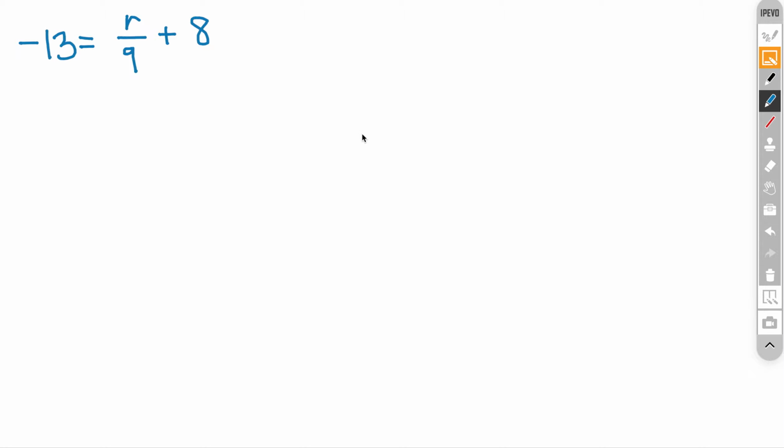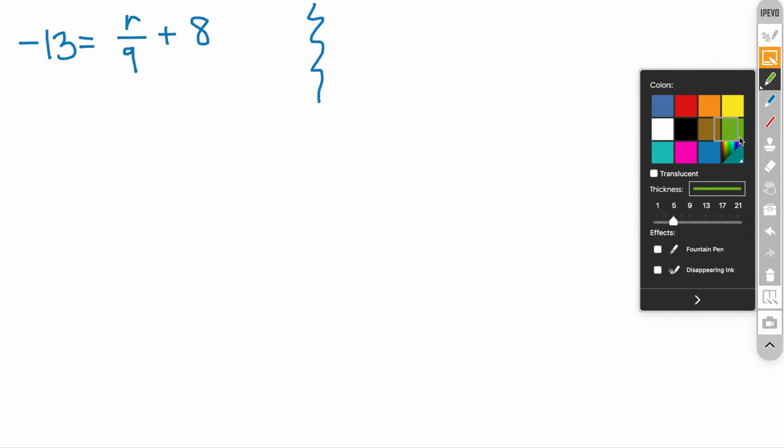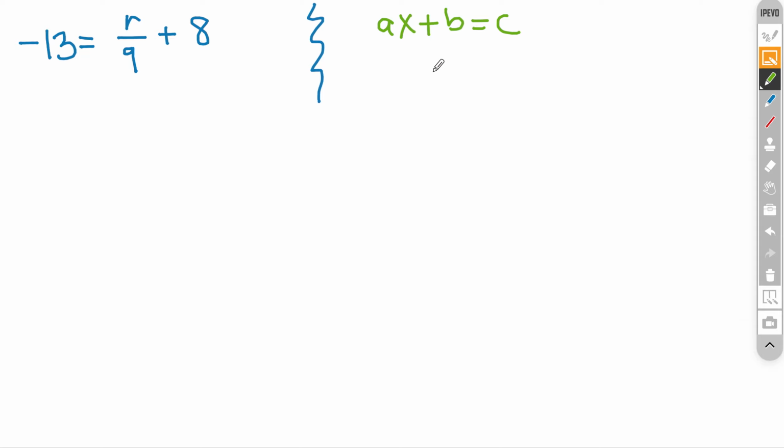To solve this two-step equation. So far we've been doing two-step equations of the form, so I'm going to write it here. We've done two-step equations that have been of the form ax plus b is equal to c, where a, b, and c are integers. So a possible example is 2x plus 4 is equal to 6.